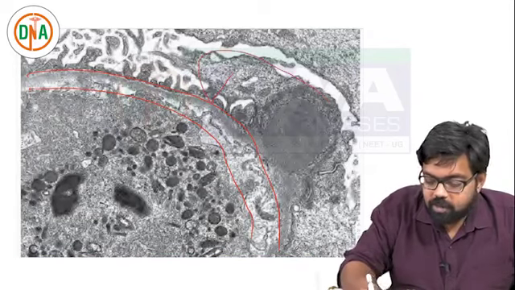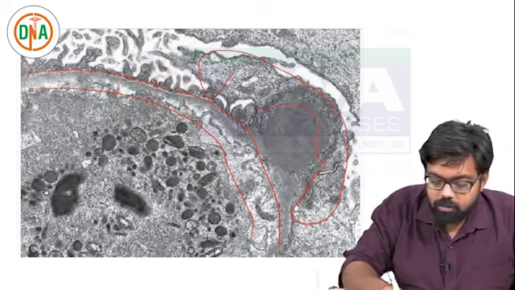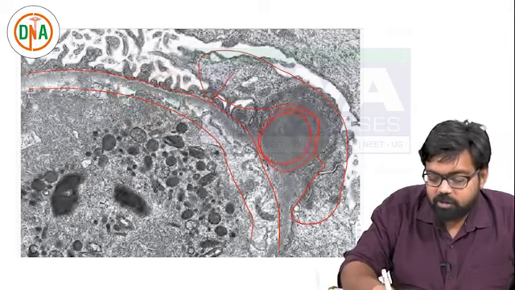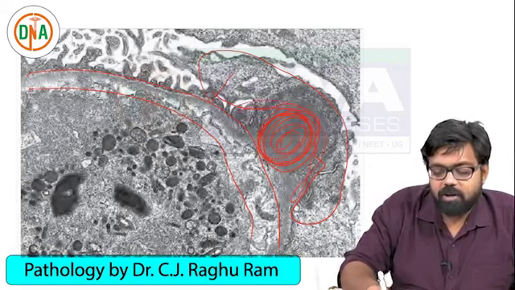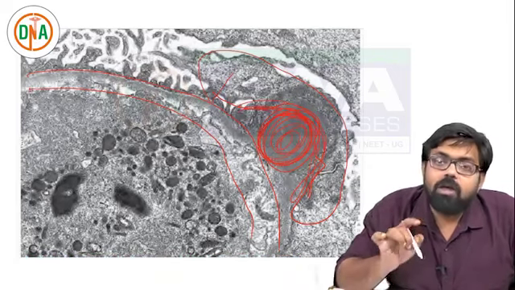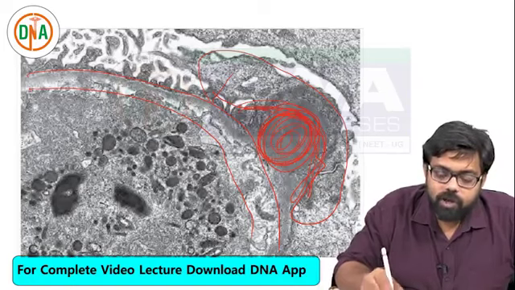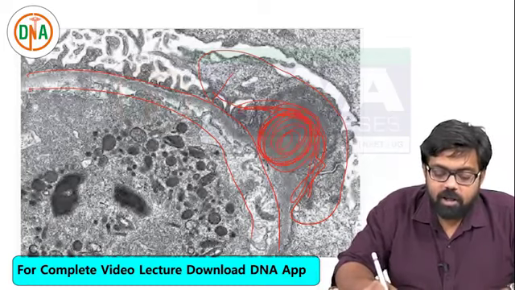This is the epithelial cell. What you are looking at is the subepithelial deposit. This particular subepithelial deposit gives a hump-like appearance. So what is electron microscopy showing? Electron microscopy is showing subepithelial deposit.